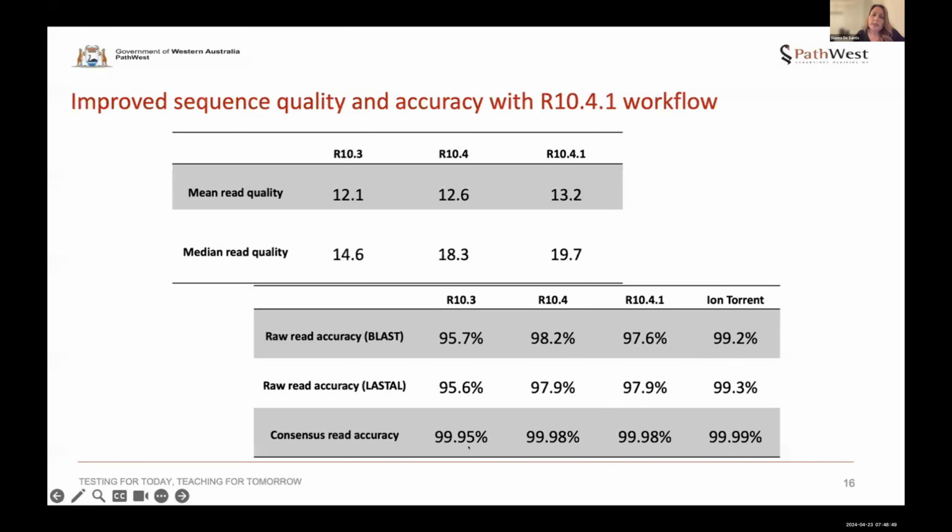But when we did consensus read accuracy, we really got highly accurate results, really comparable to our current second generation Ion Torrent sequencing. So at 99.98% consensus read accuracy.